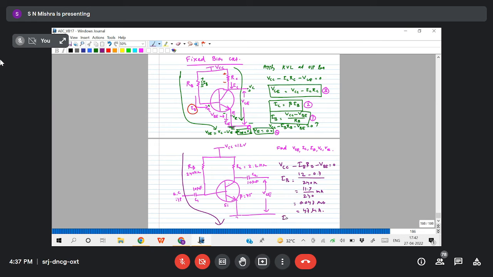Then IC equals beta IB. Beta is given as 75, into 47 microampere. So what is IC? Multiply 75 by 47, that is 3525. We will convert it to milli, okay? So 35.25 milliampere. That gives IB and IC.